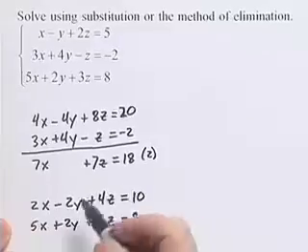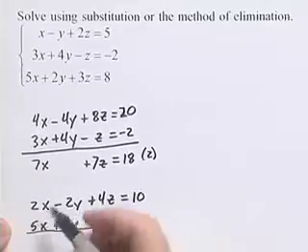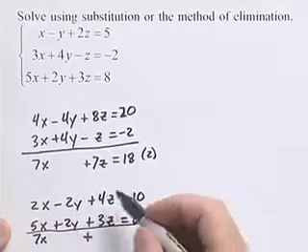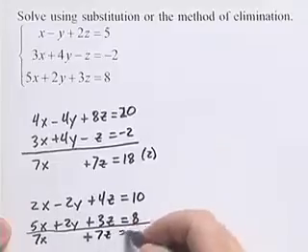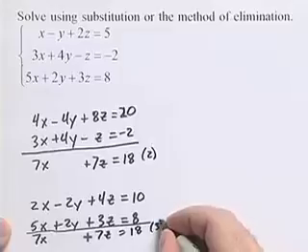To eliminate the variable y, we need to add those two equations together. 2x plus 5x is 7x. Negative 2y plus 2y is 0. 4z plus 3z is 7z. And then 10 plus 8 is 18. We're going to call that our new equation 3.